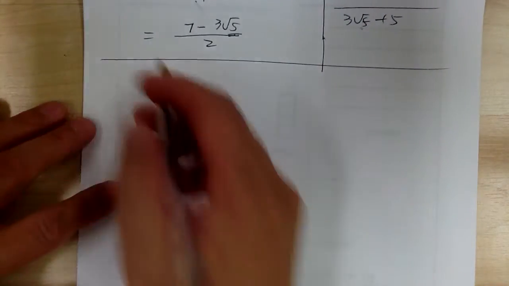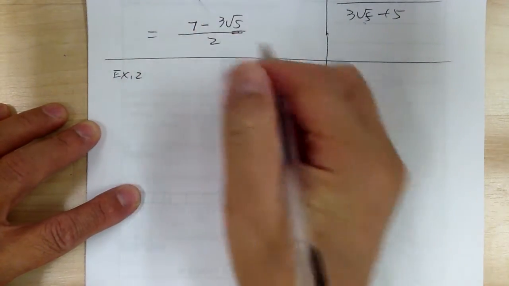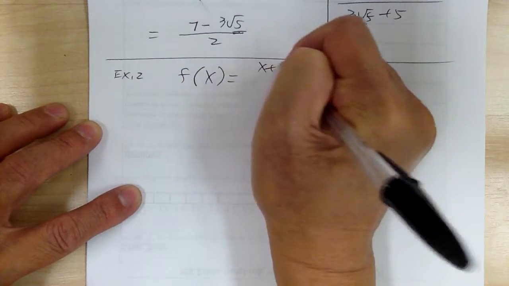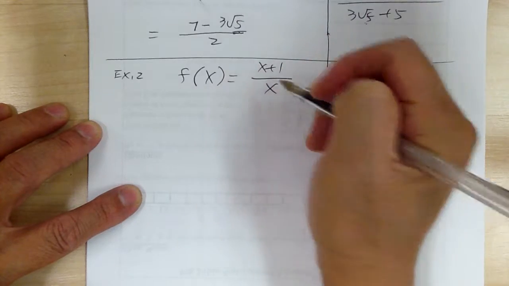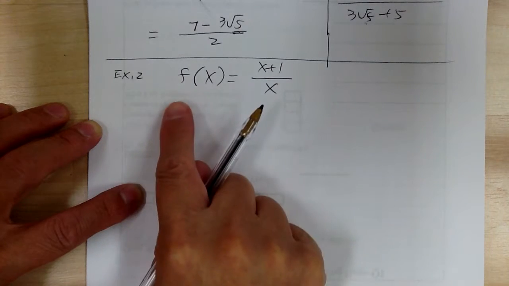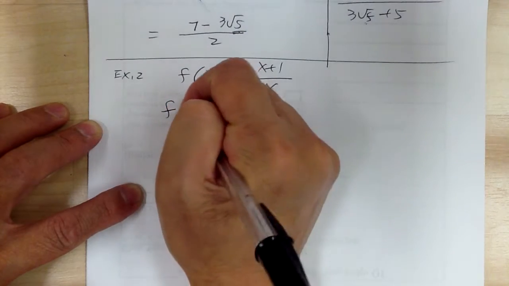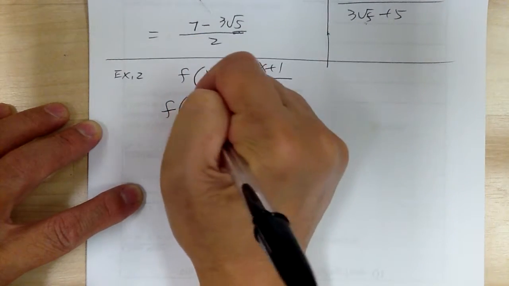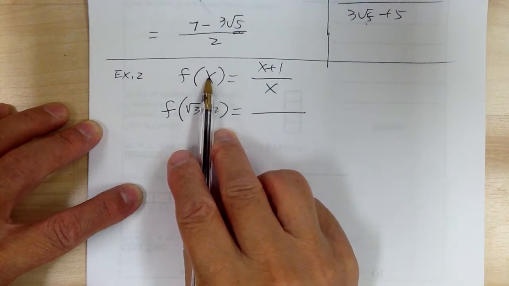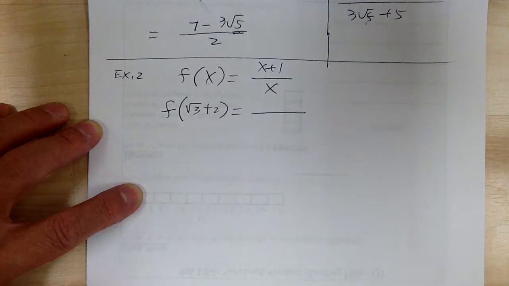Okay, let's go to example 2. This is evaluation of a function. You have f of x equal to x plus 1 over x, and you want to evaluate f of square root of 3 plus 2. Whenever you evaluate a function, you write your function first, and then you write what you want to evaluate below it, so you can line things up and match them. What it's saying is that whenever you see the x, you change it into square root of 3 plus 2. That's what evaluation of a function is.